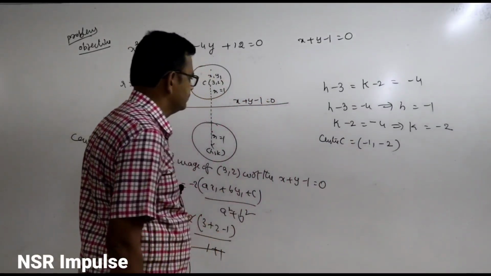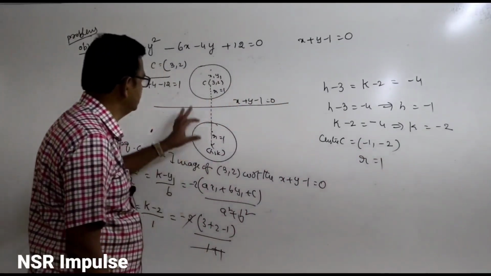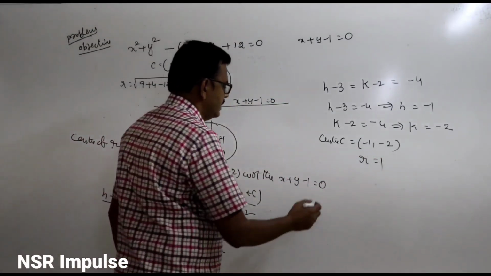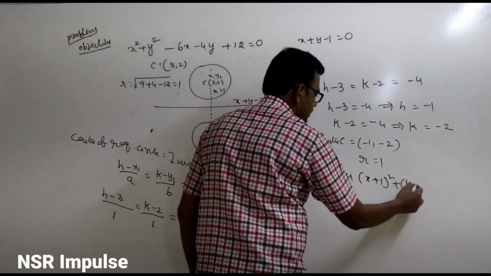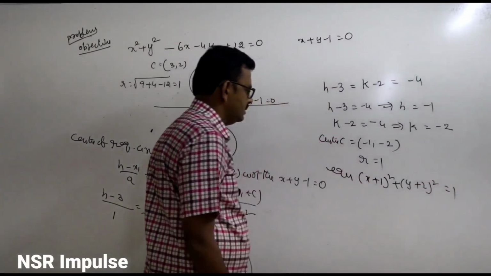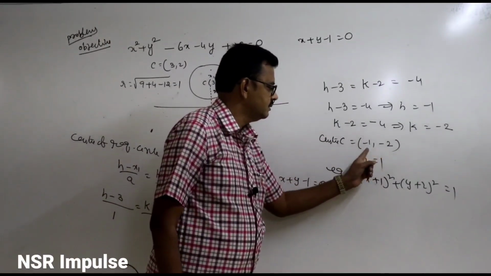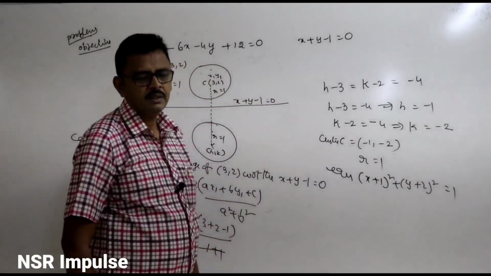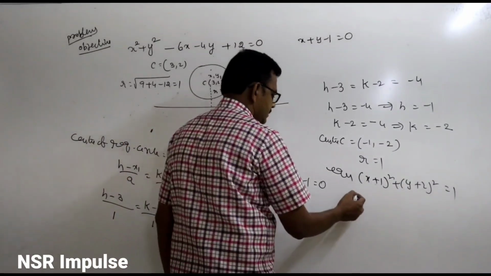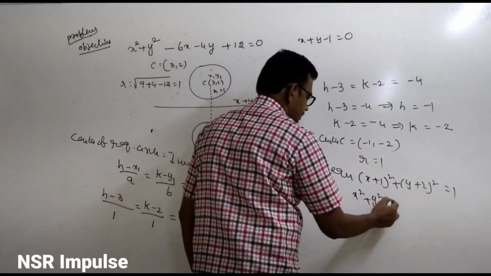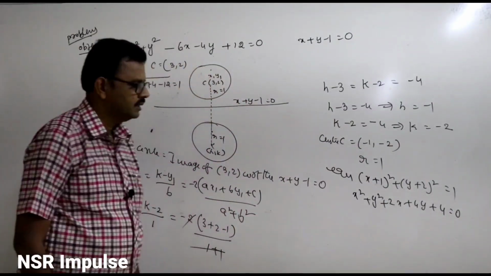Center of the required circle is minus 1 comma minus 2, and radius is same as the circle radius. So the equation of circle with center a comma b and radius r is x minus a whole square plus y minus b whole square equal to r square. So by expanding, x square plus y square plus 2x plus 4y plus 4 equal to 0. That is the circle equation.